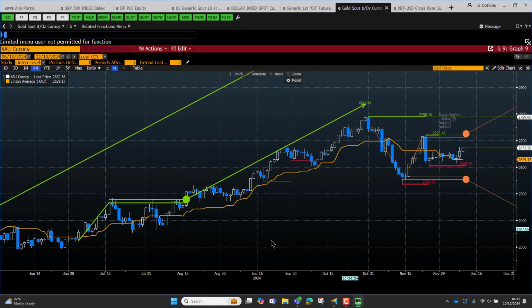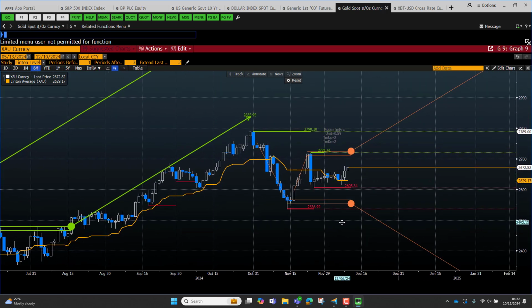Gold. Now gold's a really interesting one. This target was given back in June. It was activated in August, and the target was 2835. That target was given back at 2479. We actually only got to about 2789, so 2790 was the level we got to. That's marked on the chart there.